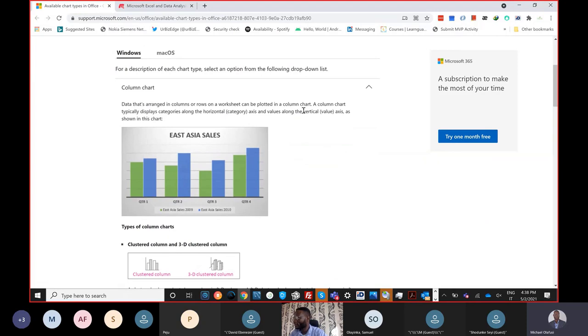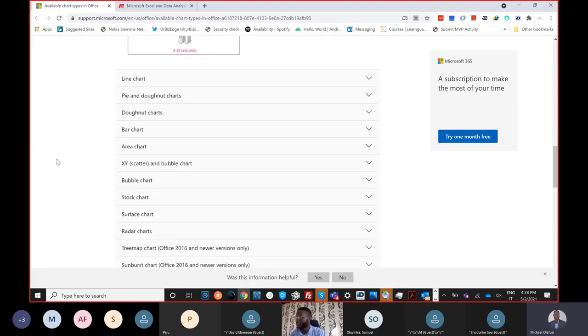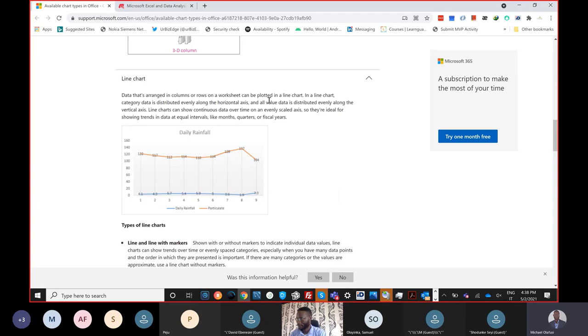Can you see that the column chart is to show categories, right? That's what I told us. So now let's go to line. Line chart is to show trend. A line chart is to show trend. See? Ideal for showing trends. Data over time. What do I mean?